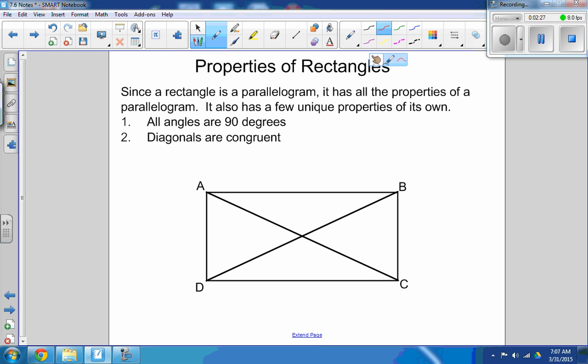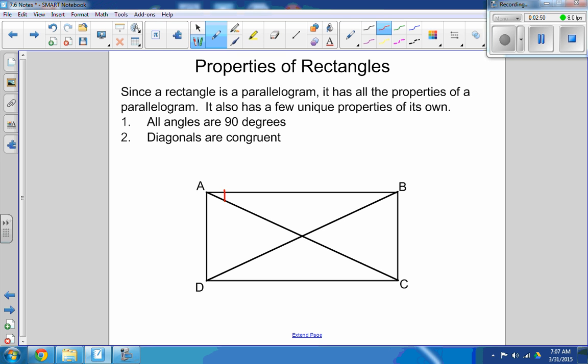Now let's look at a rectangle. A rectangle is a parallelogram. That means it has all the properties of a parallelogram. So again, opposite sides are congruent, opposite sides are parallel, diagonals bisect each other, consecutive angles are supplementary, and opposite angles are congruent. So, a rectangle has a few unique properties of its own.